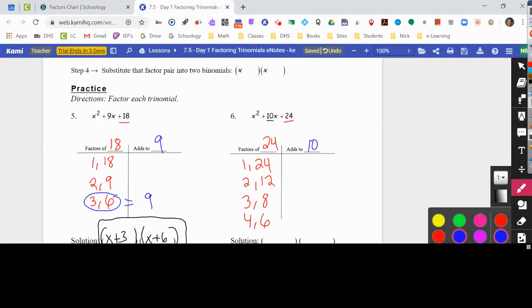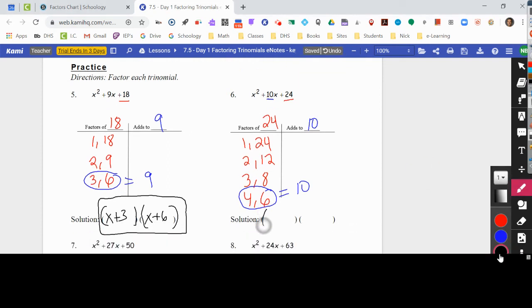Now looking at those 4 pairs, which one of these adds to 10? Yep, that's right. It's going to be that 4 and 6, because 4 plus 6 gives me my 10. So that's the winning pair that I'm going to use for my solution.